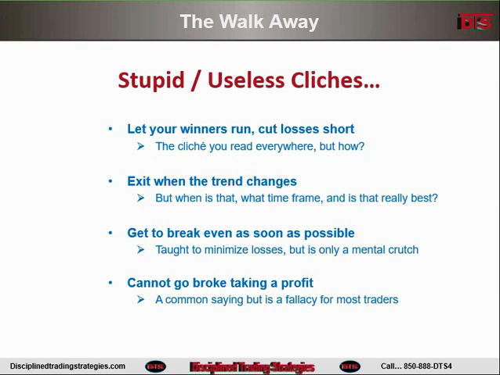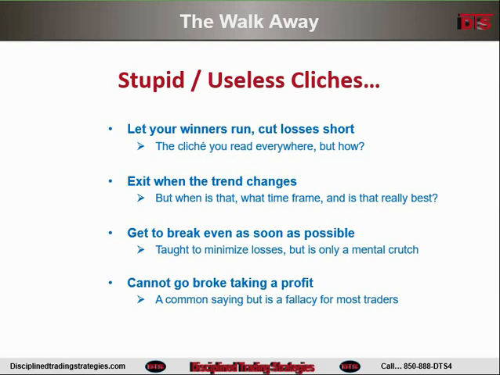Get to break even as soon as possible. That's just a stupid saying. Break even is not on a chart. You got into a position, nobody in the world knows, nobody in the world cares. What matters is focal areas on a chart that may or may not support your trade, right?